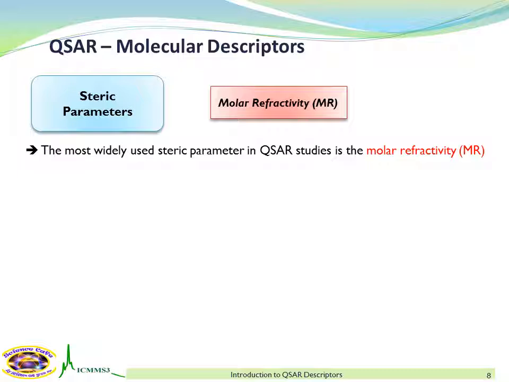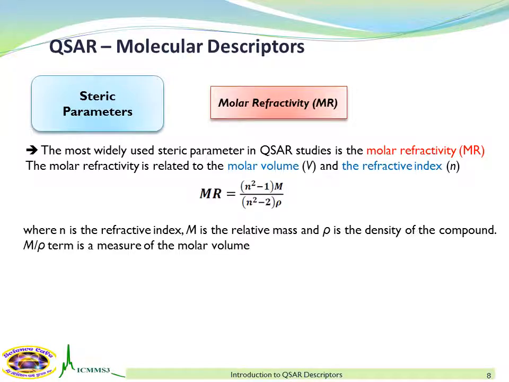The last QSAR molecular descriptor is the steric parameter, and the most widely used steric parameter in QSAR studies is the molar refractivity. Molar refractivity is related to the molar volume and the refractive index, according to this equation. So the molar refractivity depends on the volume, like the polarizability of the molecule. If the molar refractivity of the structure increases, it interacts more strongly with the surrounding tissue and will be able to be used in biological applications.